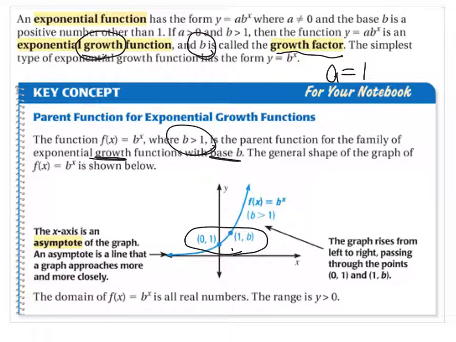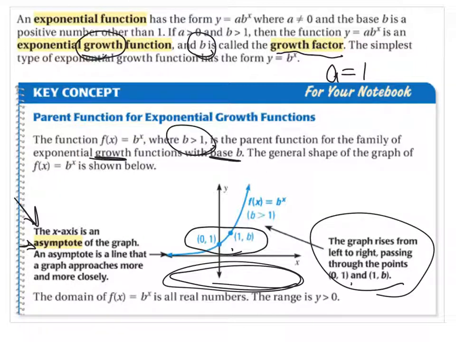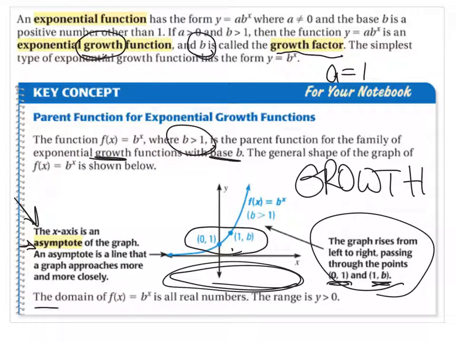But let's look here. The x-axis is an asymptote. We're never going to cross the x-axis. That's what an asymptote is. We aren't going to go into the negative. We aren't going to go down here at all. An asymptote is a line that a graph approaches more and more closely but never crosses. The graph rises from left to right, passing through the points (0, 1) and (1, b) because it's a growth, right? So the domain of all these is all real numbers, and the range is positive numbers, never 0.